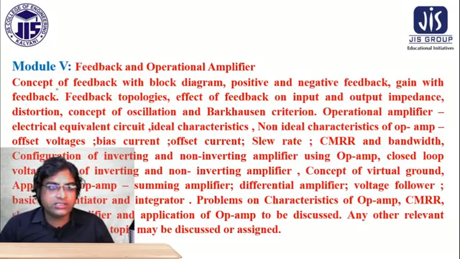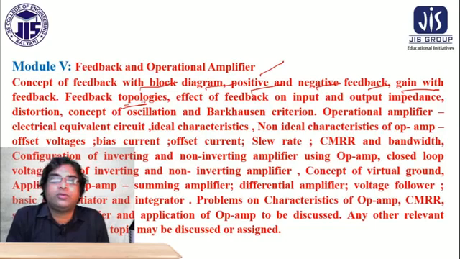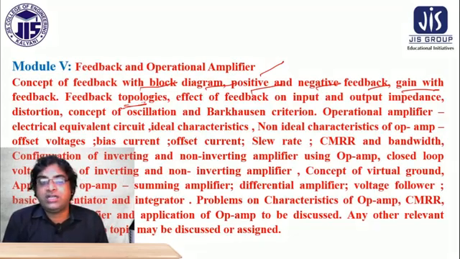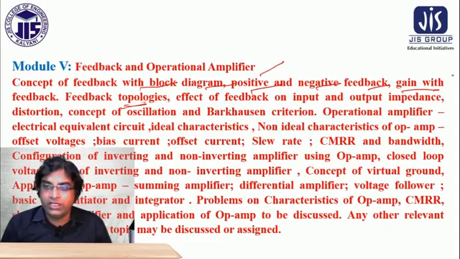First you see the concept of feedback with the block diagram, positive and negative feedback concepts, and gain with feedback. There are different kinds of topologies, four types: voltage series, voltage shunt, current series, current shunt. Then the effect of feedback on input and output impedance, distortions, the concept of oscillations and Barkhausen's criterion, and the operational amplifier electrical equivalent circuit, which is very important.